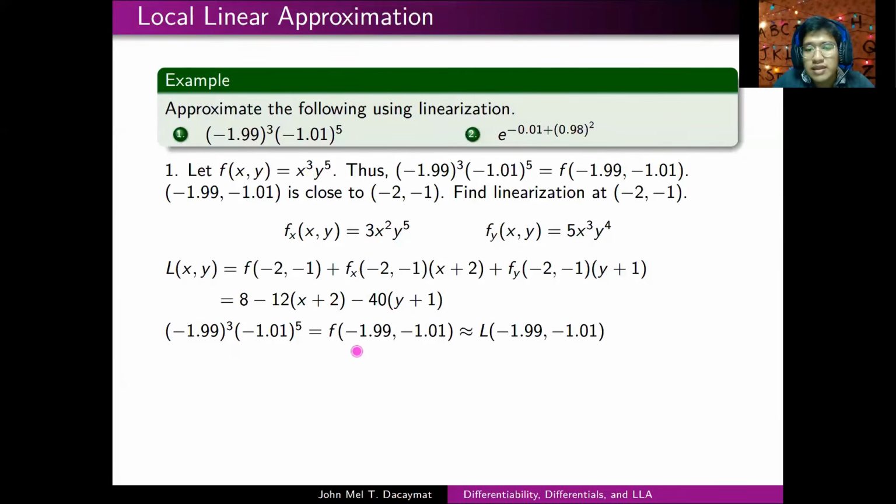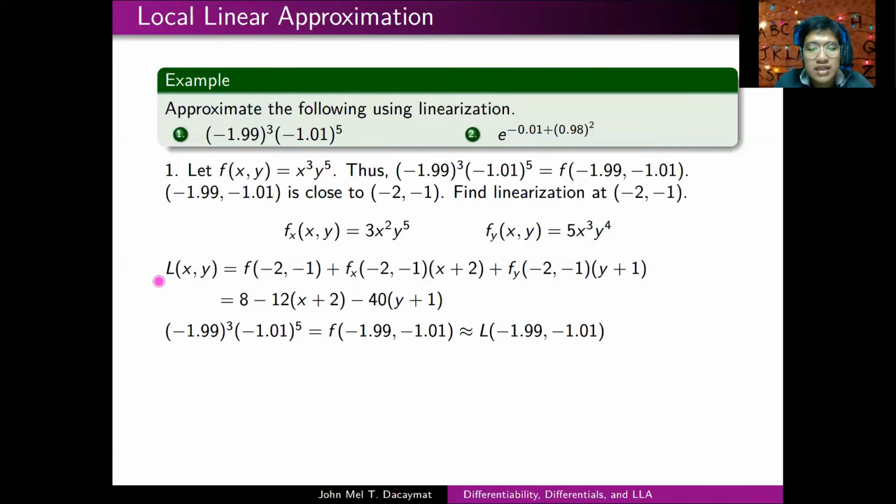Which is approximately the LLA at negative 1.99, negative 1.01. Okay? Again, magandang approximation lang tong LLA na to for these numbers because this is the LLA at negative 2, negative 1 na nagkataong malapit dito sa dalawang to. Okay? Hindi kahit anong LLA pwede.